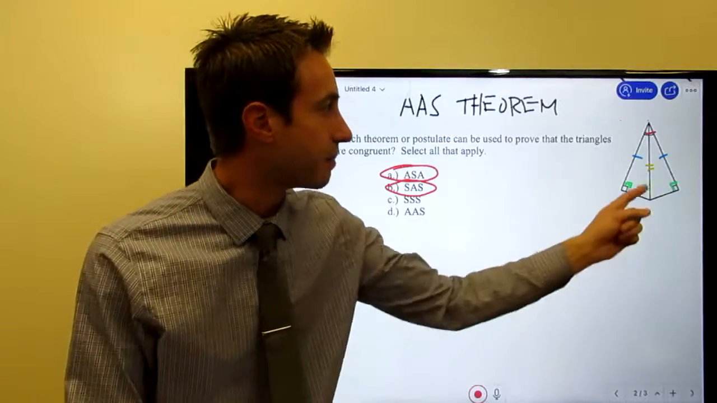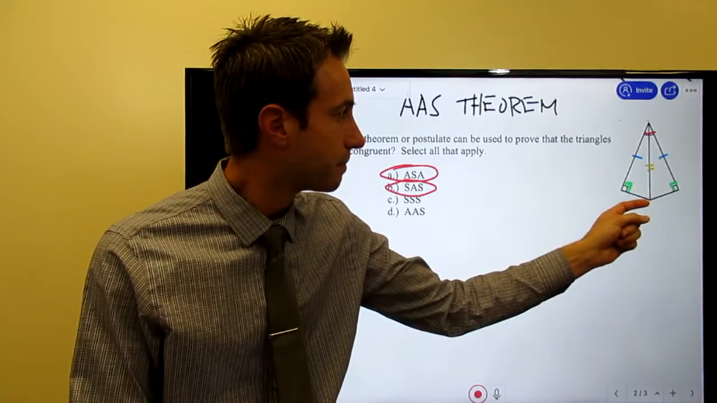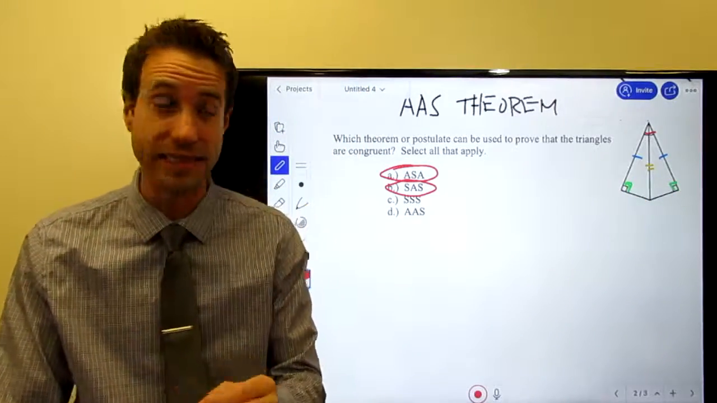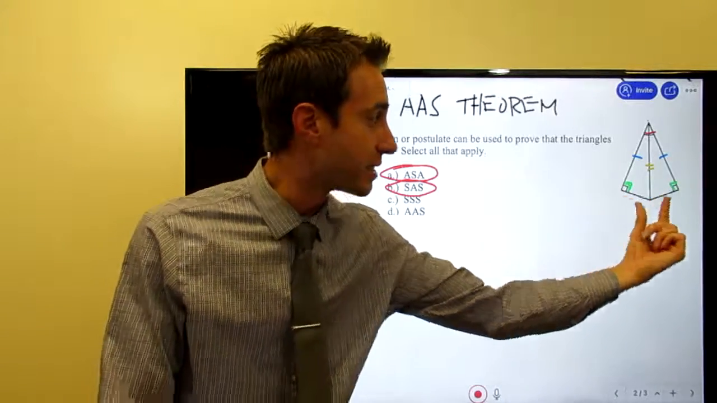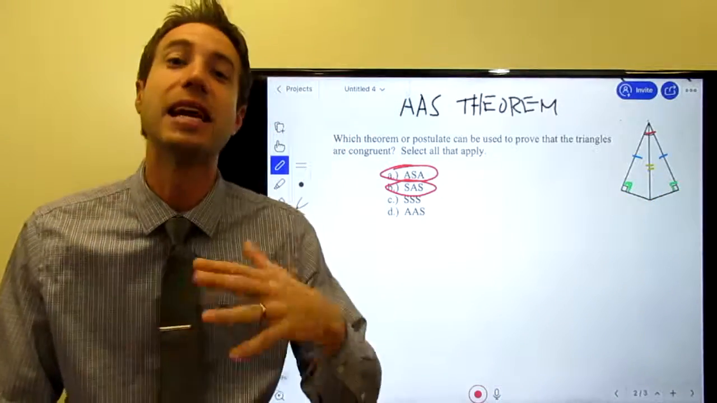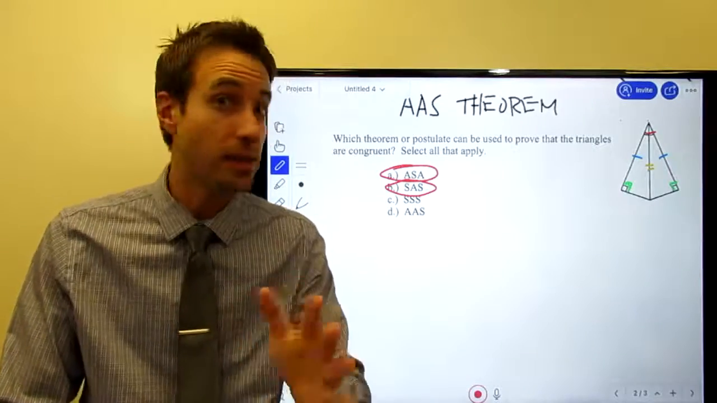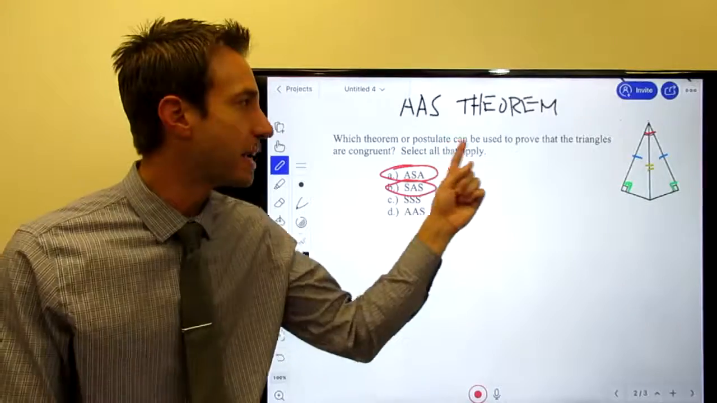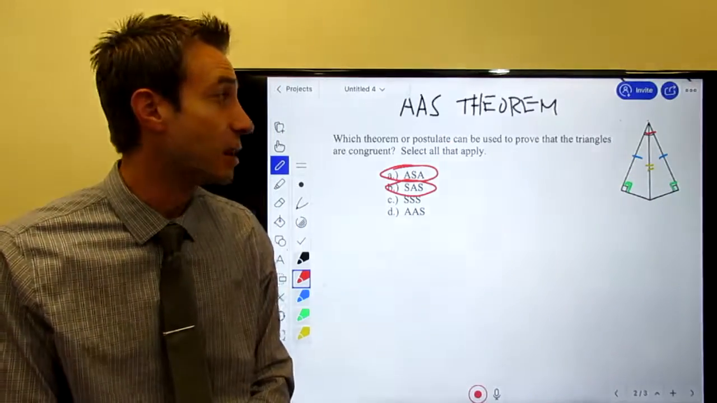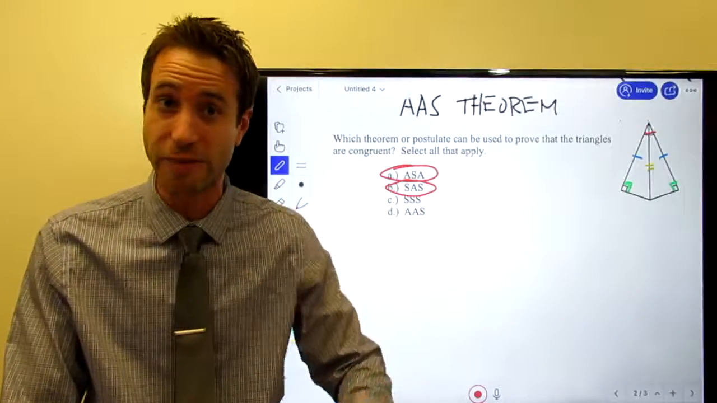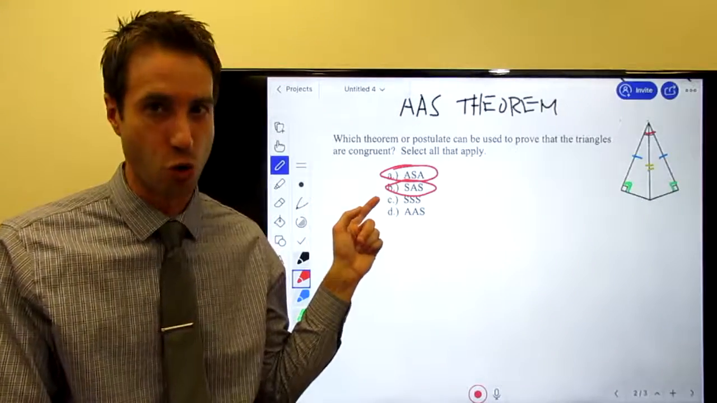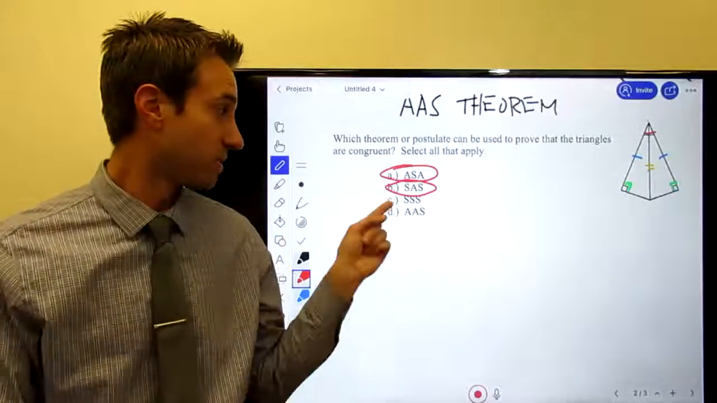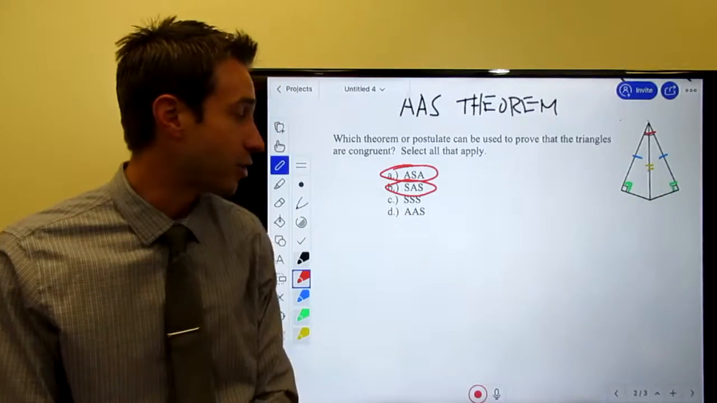What about side, side, side? It's not given to me in the diagram. I do not know that this side and this side are congruent. At least it's not told to me. Yes, absolutely, we could go about proving that, but just based on the information given to me in the diagram, I cannot say for sure that I have side, side, side. I can't say that for sure. So we'll not do that one just based on the information given.